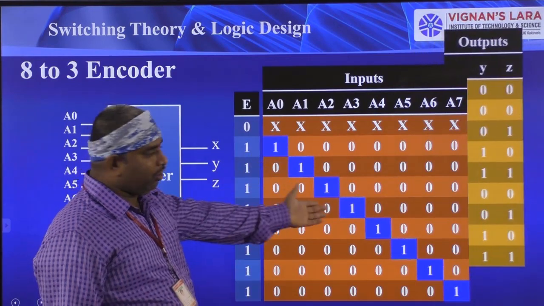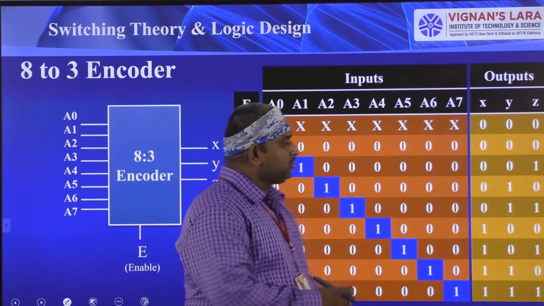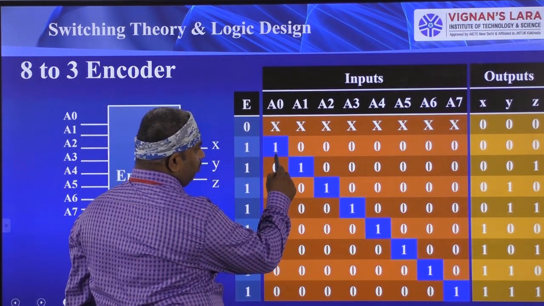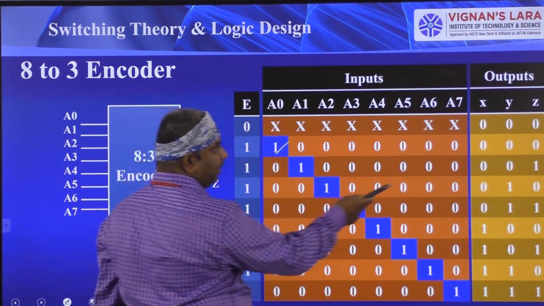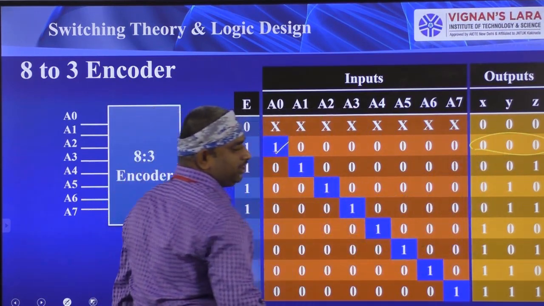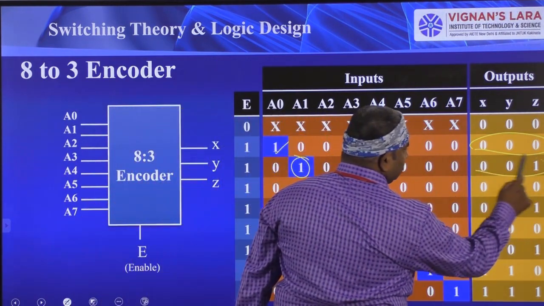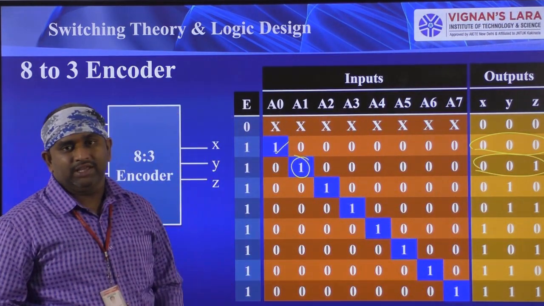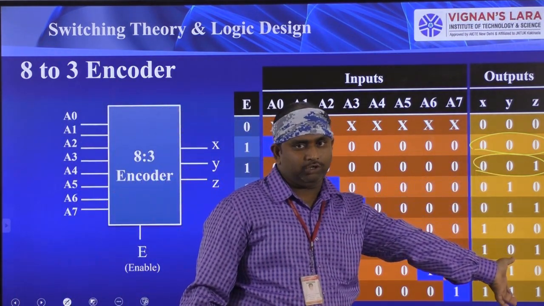So for those 8 input combinations, these are the output operations. Coming to X, Y, Z: see here, for A0 equal to 1, it is representing X, Y, Z equal to 000. When A1 is equal to 1, then the output combination is 001. That is, for each input combination, we are representing one output combination.